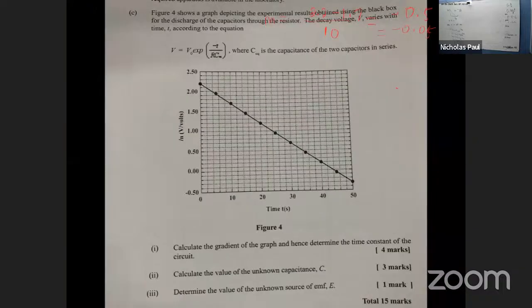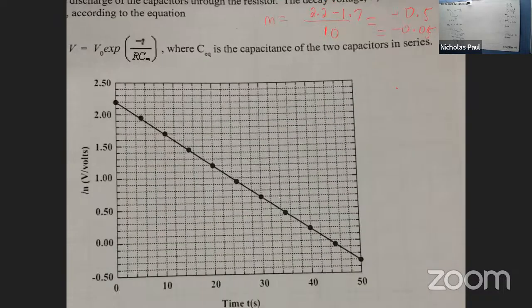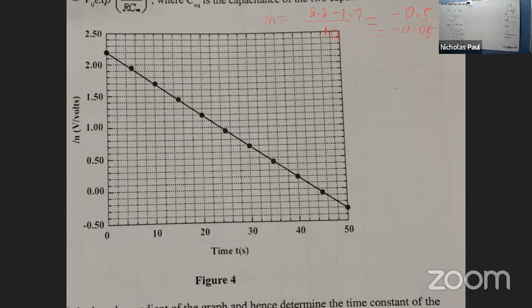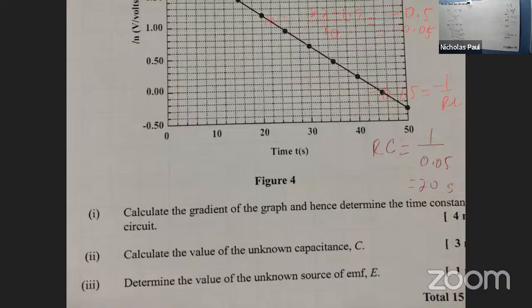All right, let's continue and find the time constant. One over RC, so minus 0.05 is equal to minus 1 on RC. So RC, where R is resistance and C capacitance, RC is equal to 20. 20 seconds, because the SI unit for time constant is seconds. All right, next one. Devanshu, come on, do this one. How are we getting the unknown capacitance C?